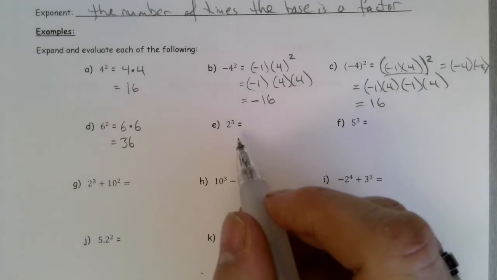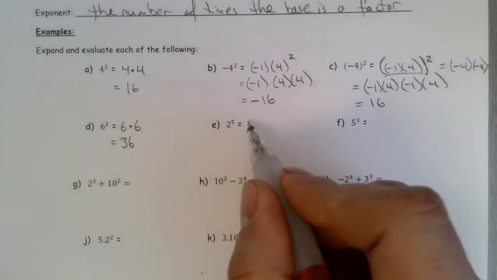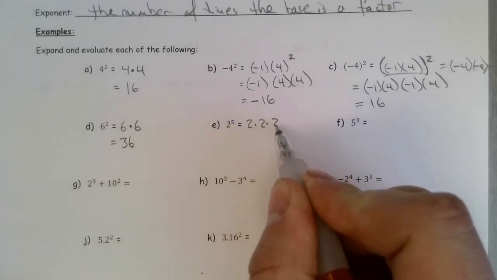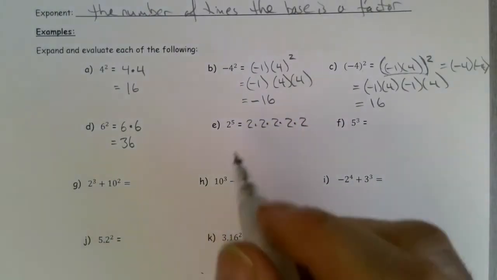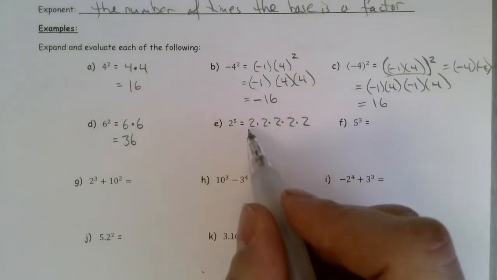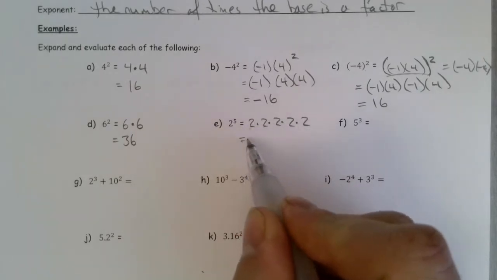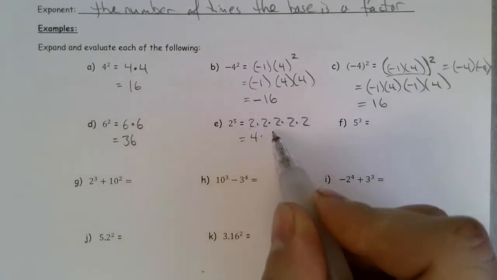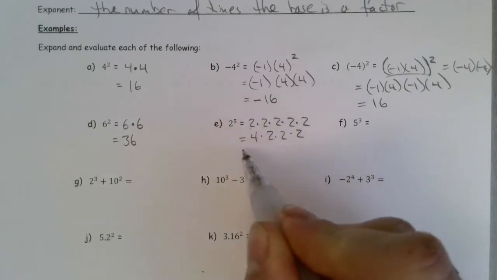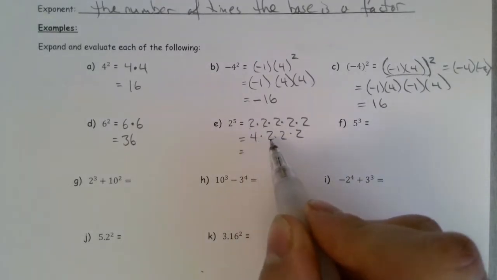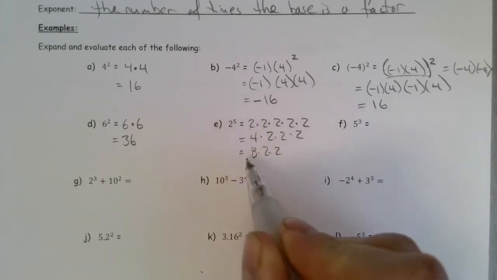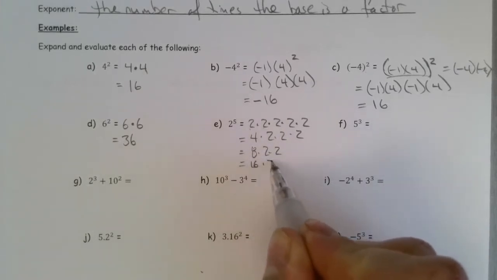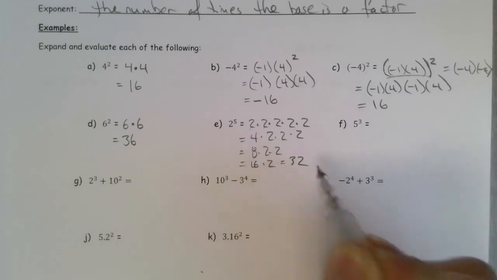2 to the 5th. Okay, well, now we're starting to play with the exponent. This means 2 shows up as a factor 5 times. Okay? And now I can just take this in pieces here. 2 times 2 is 4, multiplied by 2 by 2 by 2. 4 times 2 is 8, times 2 times 2. 8 times 2 is 16, times 2. And 16 times 2 is 32.